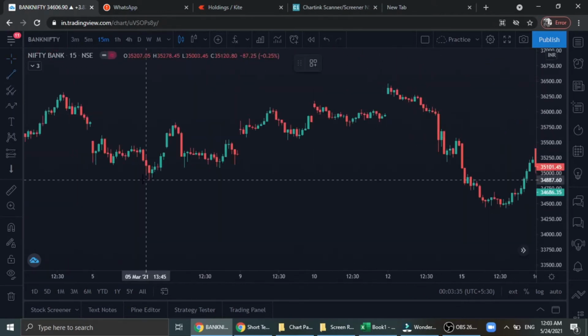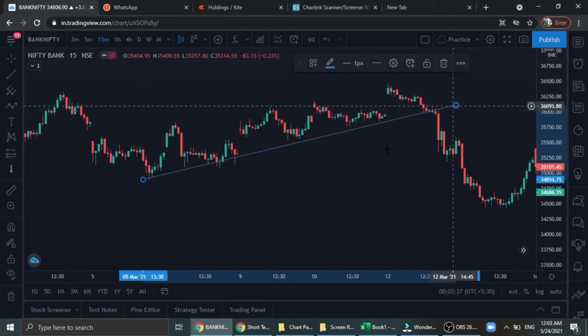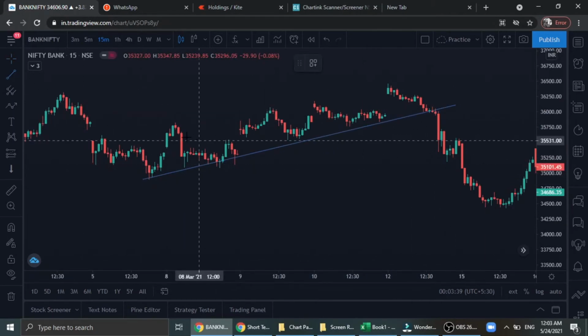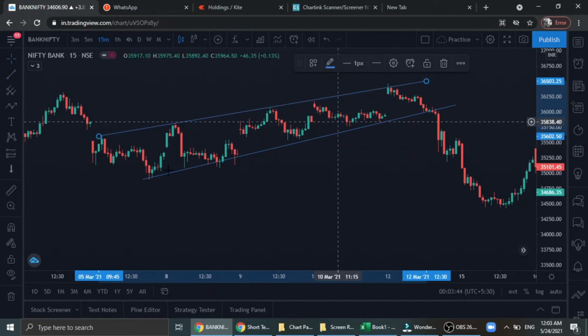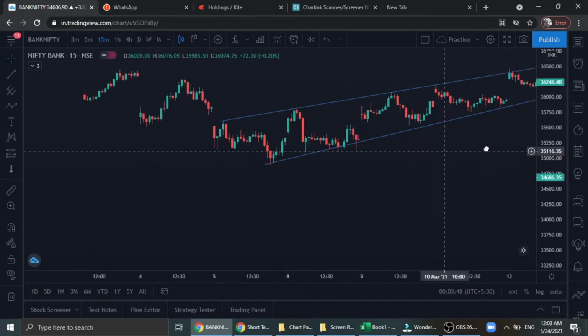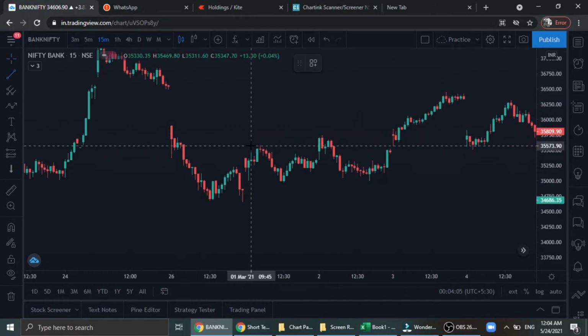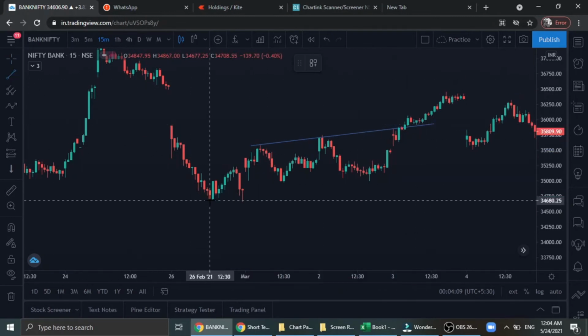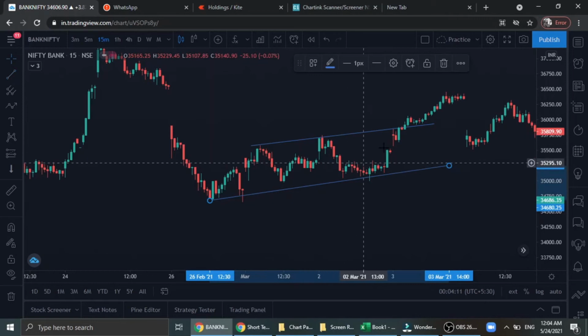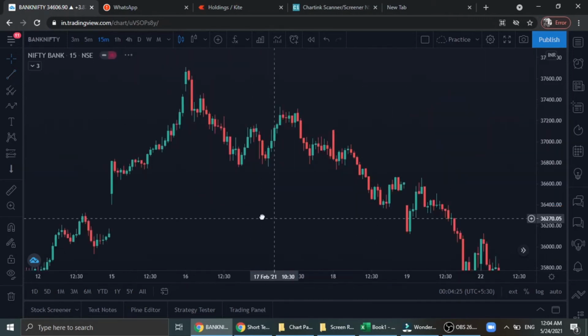Here there is an up channel. You can clearly say. See how beautifully it has formed an up channel, and then took breakout here. And this is one more channel pattern, an up channel pattern. Then took breakout here.